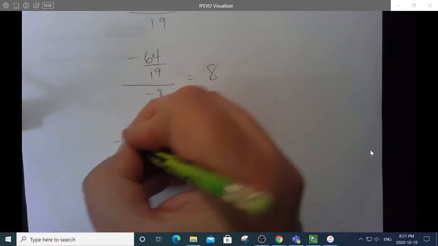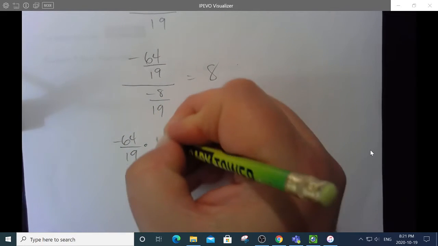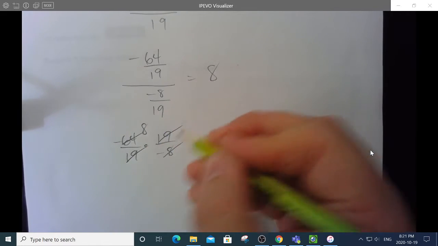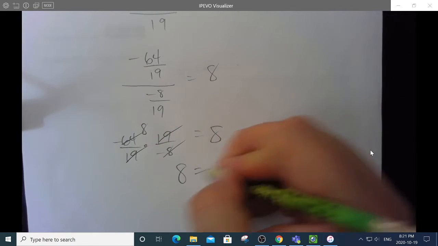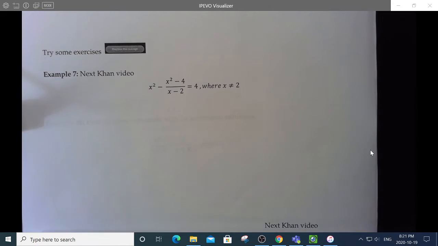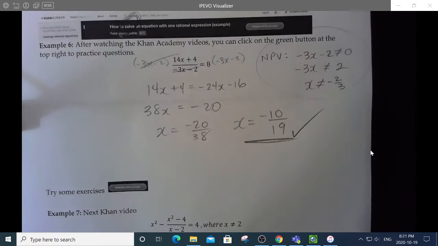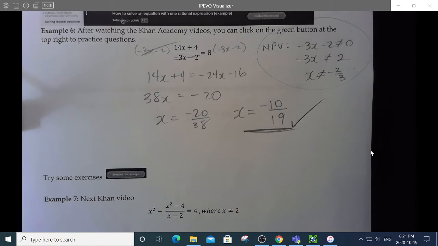How do you divide in fraction land? You times by the reciprocal. Even the negatives cancel, and yep, it is 8. We have proven that is the right answer. Check mark. So, that's a lot of work. Unless you've got loads of time on a test, I don't know that I'd bother going through that. I'd just double check my algebra and make sure I had the right answer.